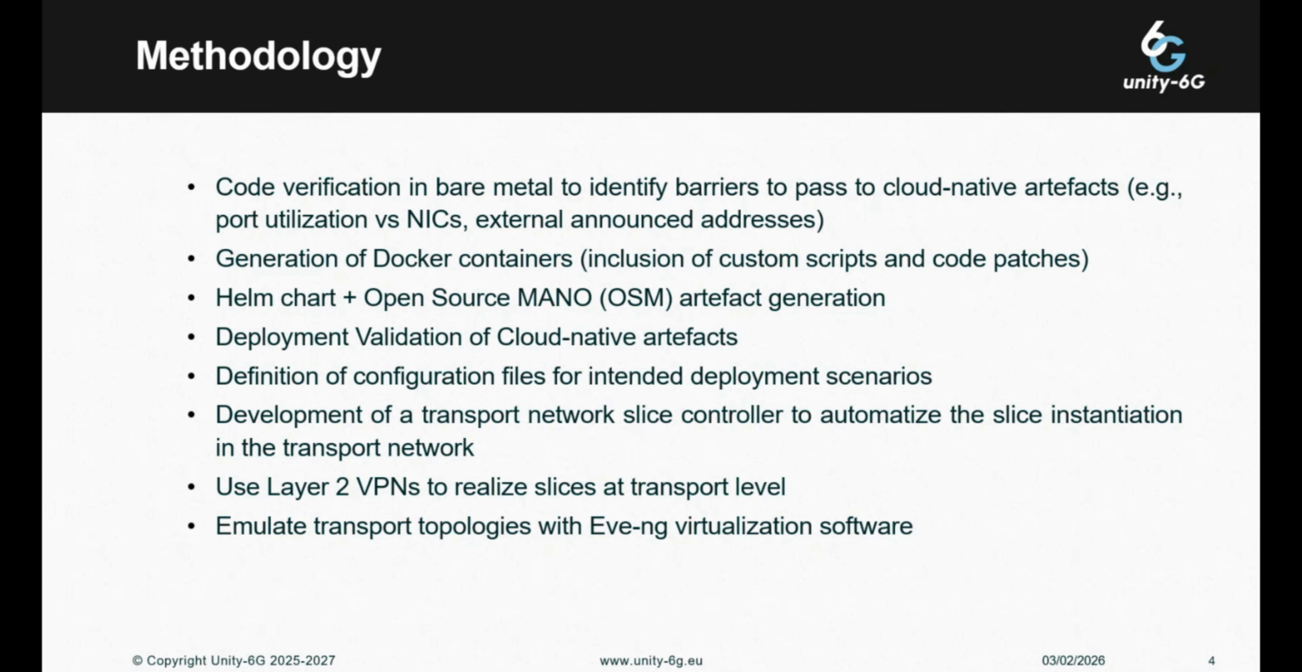Then on the transport part, we developed a transport network slice controller to automate the slice instantiation in the transport network. This consumes 3GPP and IETF slice models, and it interacts with TeraFlowSDN to configure layer 2 VPNs. And to validate this also, we emulate transport topologies using the IPNG virtualization software.